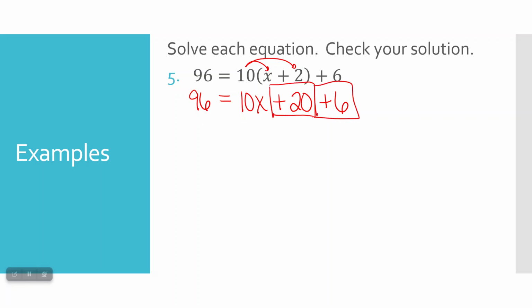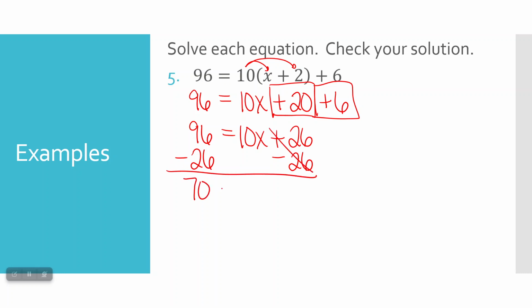Here our constant again is the like term. So I'm going to bring down all the pieces that we're not messing with. 20 plus 6 is 26. Now we have our two-step equation. Subtract 26 from both sides. 70 equals 10x. And now divide by 10. That cancels out the multiplication. So we get 7 equals x, or we can rewrite it the other way around. X equals 7.